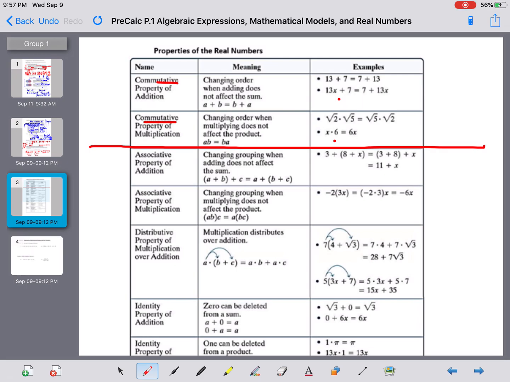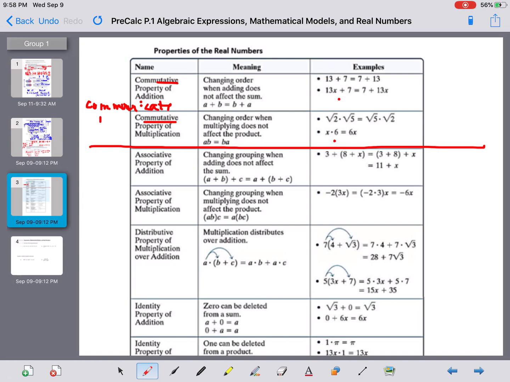Okay? The way I remember it in my mind is commutative reminds me of the word communicate, okay? So if you think about communicate, when I communicate with someone, we talk back and forth. I talk, you talk, I talk. The order in which we talk does not matter. Our communication goes back and forth in any order, okay?